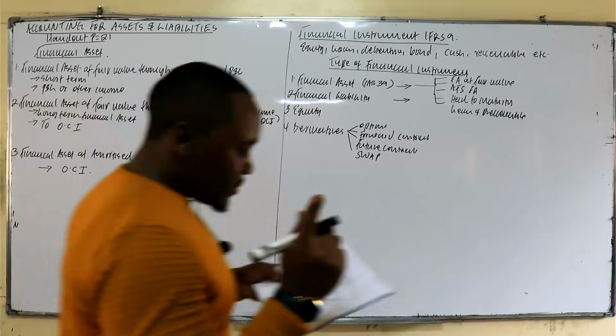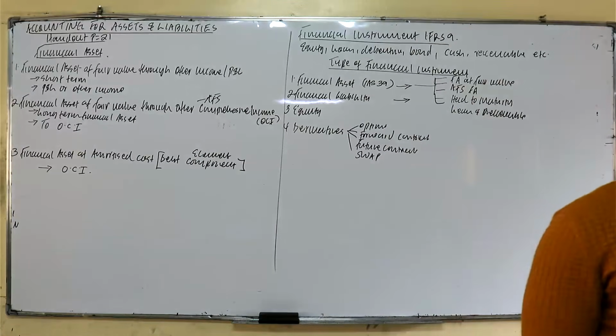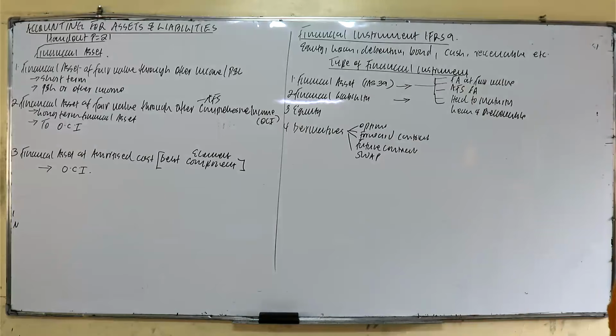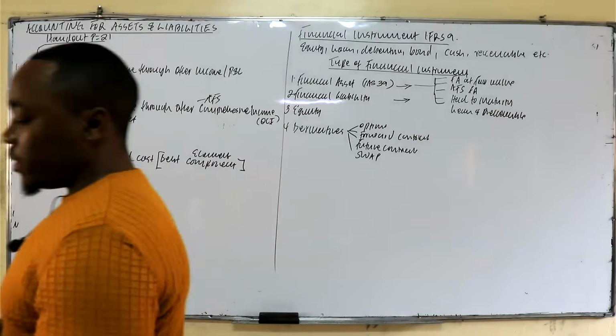Okay, where had we reached? Financial instrument. I mean financial asset. Then the third one is the financial liability. Now let's go to page 23. Page 23.